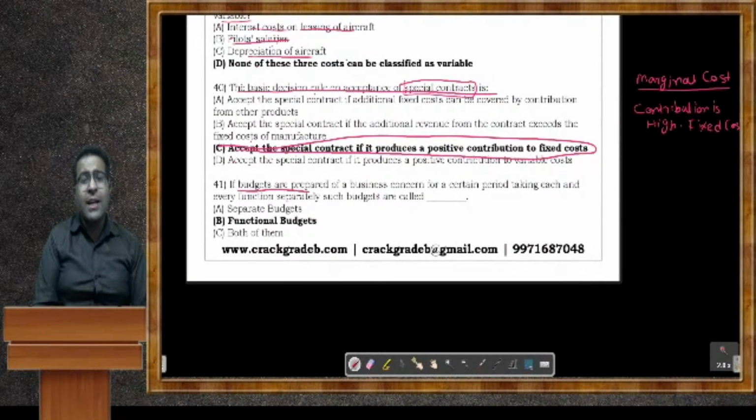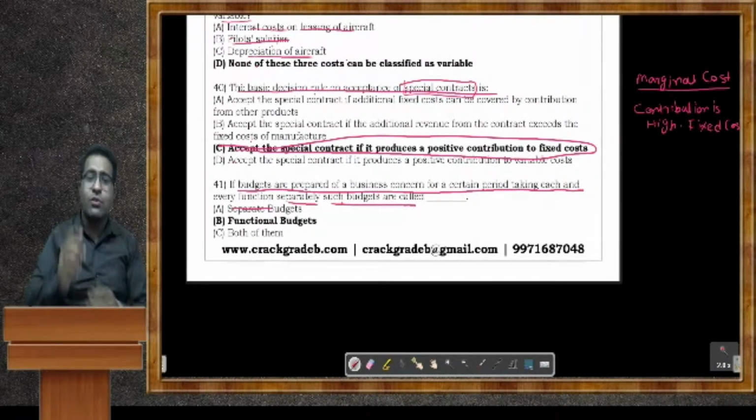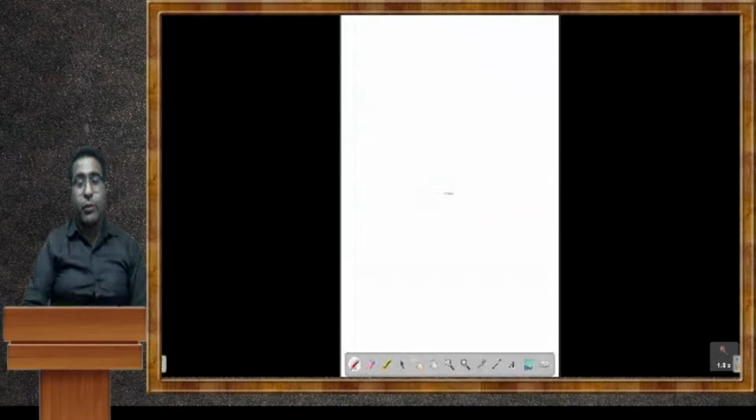If budgets are prepared by a business concern for a certain period, taking each and every function separately, such budgets are called what? When the budget is classified in different functions, for this purpose we have to prepare a budget, which is known as the functional budget, on the basis of functions. Moving to the next question.